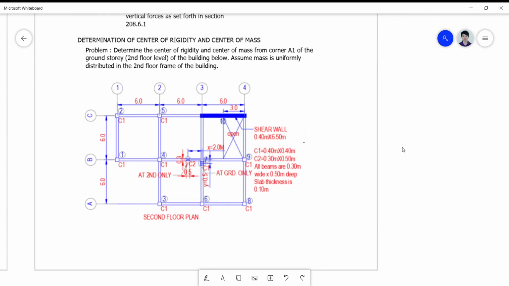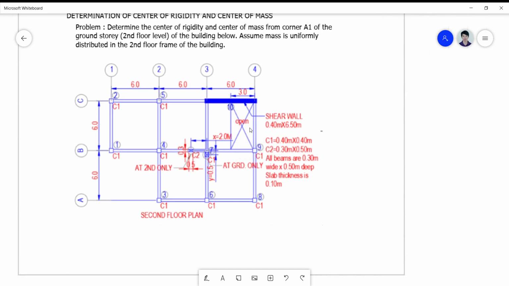Good morning, guys. So let's have one example of a problem regarding the determination of the center of rigidity and center of mass of an irregular structure here. Basically, we have this floor plan, the second floor plan, which is given, and we are just asked to determine the center of rigidity and center of mass on this second floor.